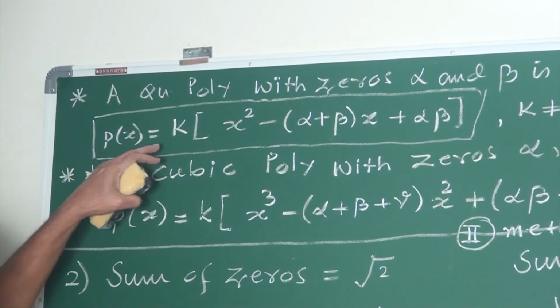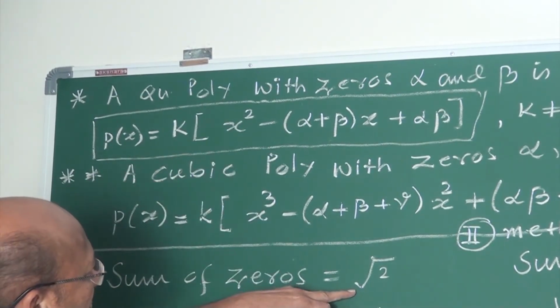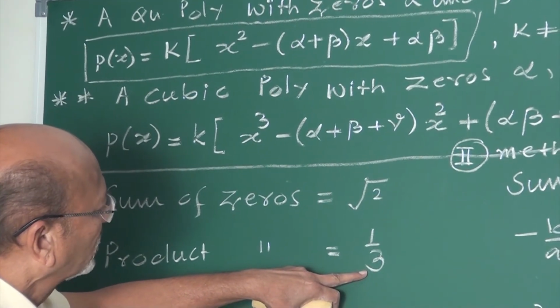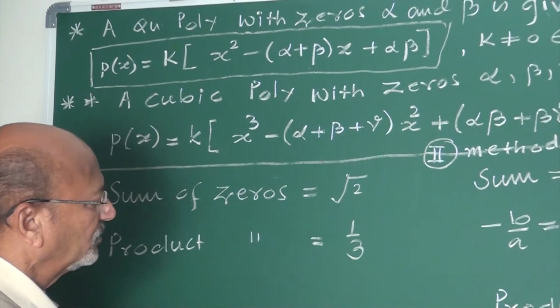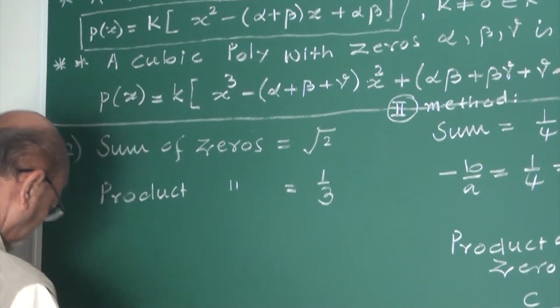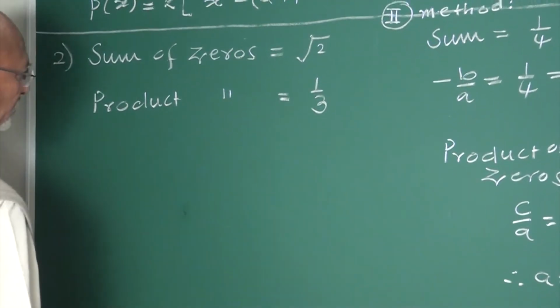What is it? k into x square minus root 2 into x plus 1 by 3. Multiply throughout by what? 3. If k is 3, you get the polynomial. Yes, my friend. Now I do the second method.